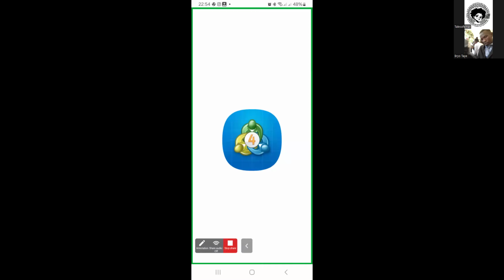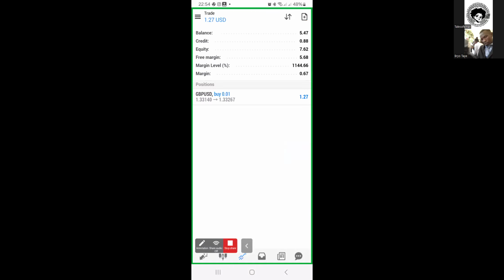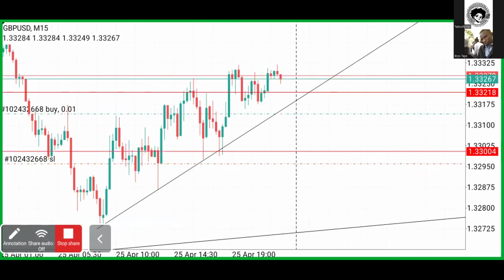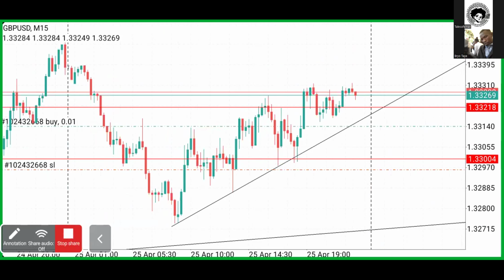MT4. That is a trade. Okay. Now, which broker is it? I entered from here. Templar, as usual.